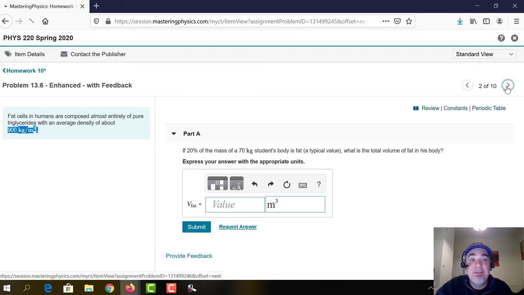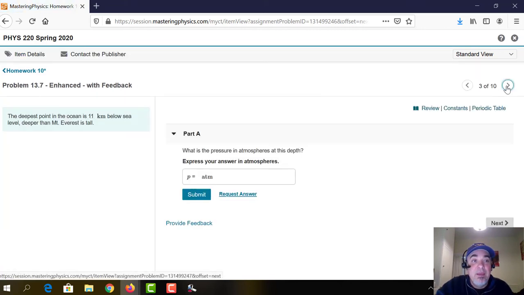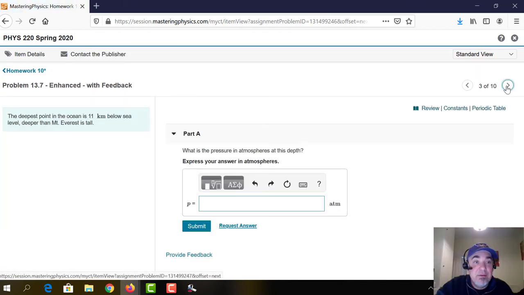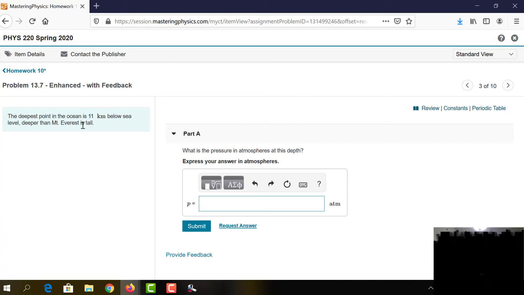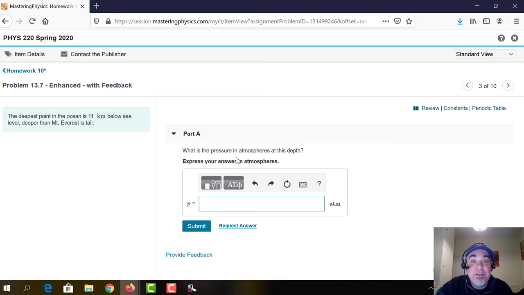Okay, moving right along to the next one. The deepest point in the ocean is 11 kilometers below sea level, deeper than Mount Everest is tall. What is the pressure at this depth? With pressure, you've got to be careful. They want the answer in atmospheres. If you imagine you go deeper and deeper into the ocean, the pressure gets larger and larger because of all that volume above you.